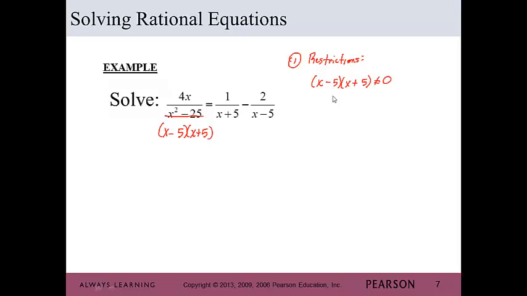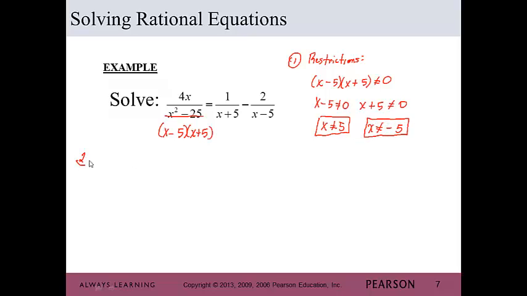Let's solve. So remember, the zero product principle still applies. So we're going to say x minus 5 cannot equal 0, and x plus 5 cannot equal 0. So x cannot equal 5, and x cannot equal negative 5. If we look at the other denominators, we'll see that we actually have those results already here. x plus 5 cannot equal 0. x minus 5 cannot equal 0. So these are your restrictions. You have to be careful.